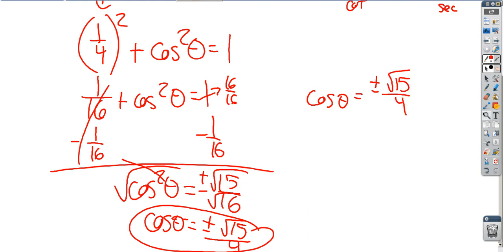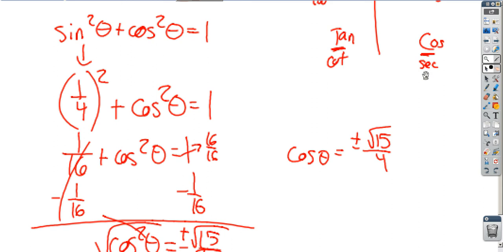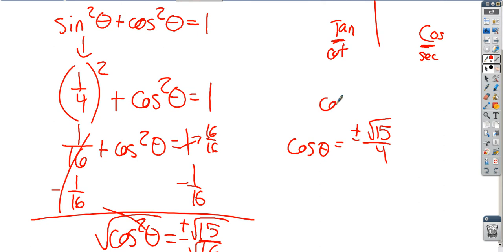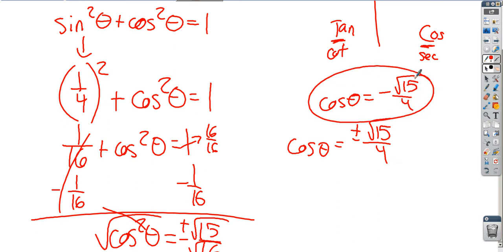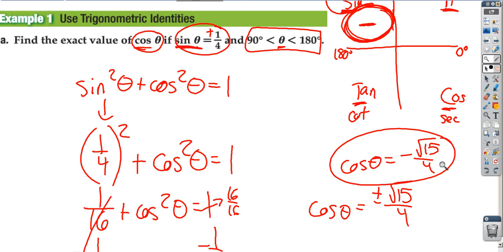We have to decide which one it is. How do we decide? We said at the beginning we're in the second quadrant. And in the second quadrant, cosine is negative. So that means the final answer will be the negative: negative root 15 over 4. That is our answer. And how do we do it? We used this trig identity. We used sine squared plus cosine squared is equal to 1.